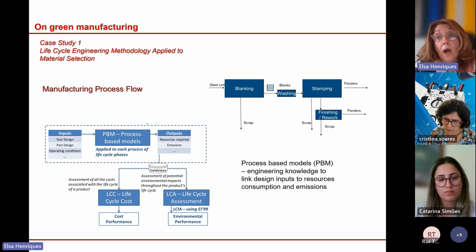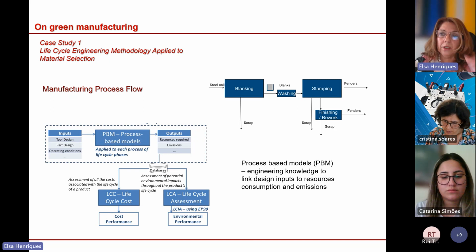Okay, I must say that the assembly process and the coating process were not considered in the analysis. Why? Because it was considered that those 2 steps of the manufacturing process do not change due to the change in those materials. So if it's a different steel or if it's an aluminum, we consider that the assembly and coating processes will not change, so it doesn't impact any comparison between the materials.